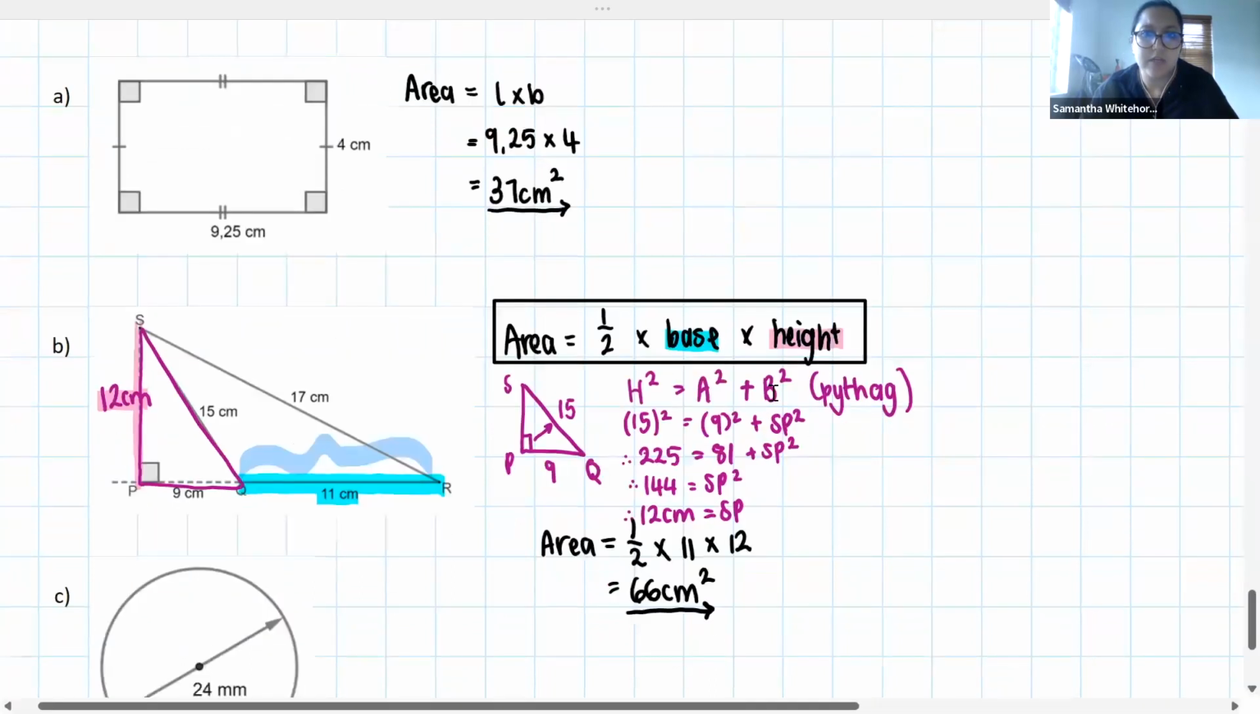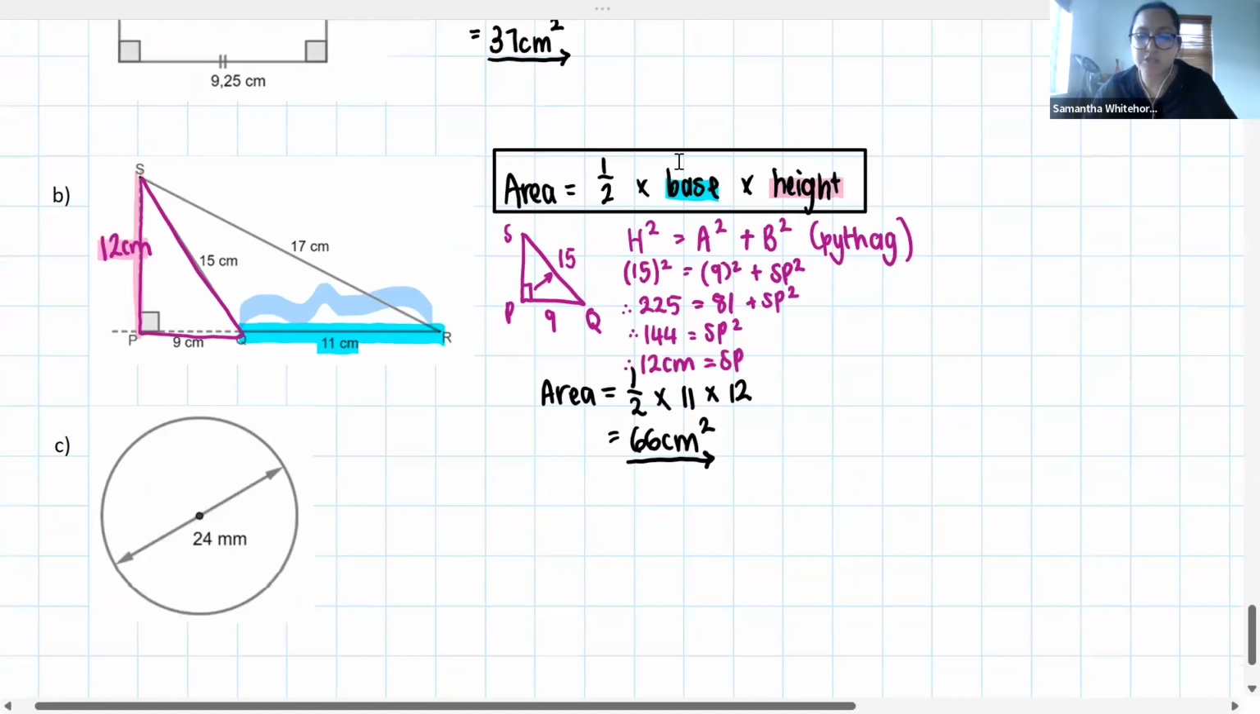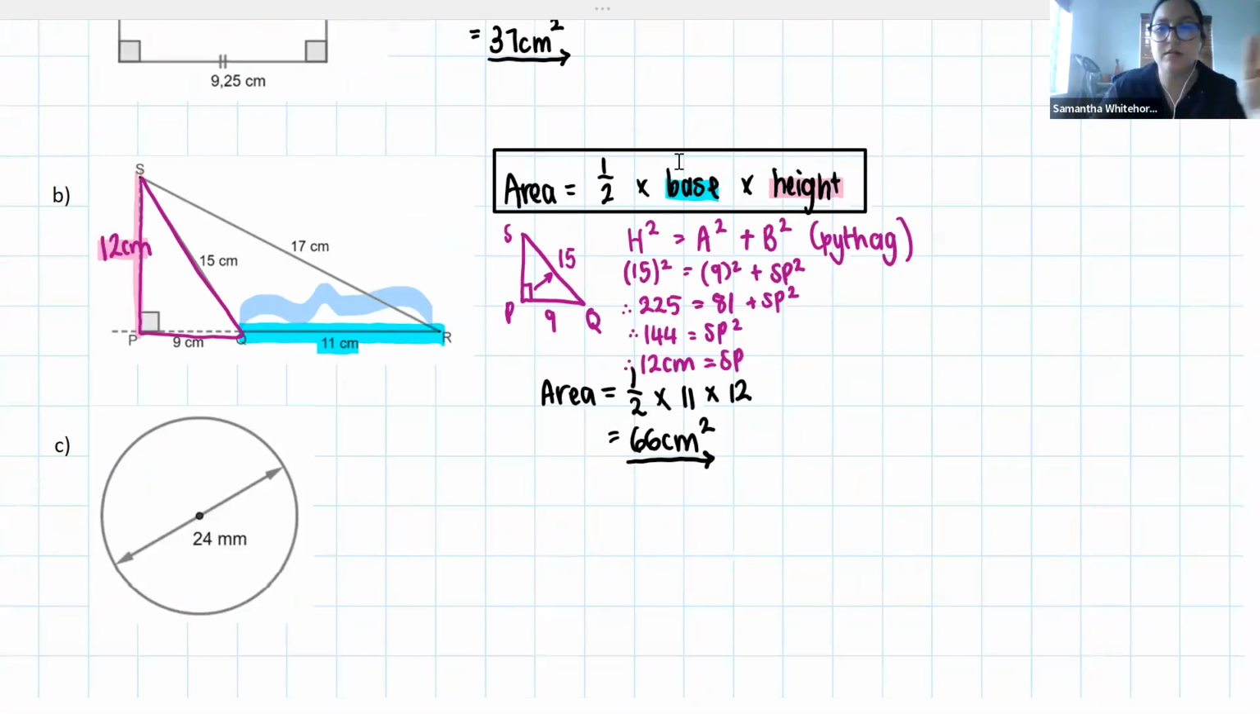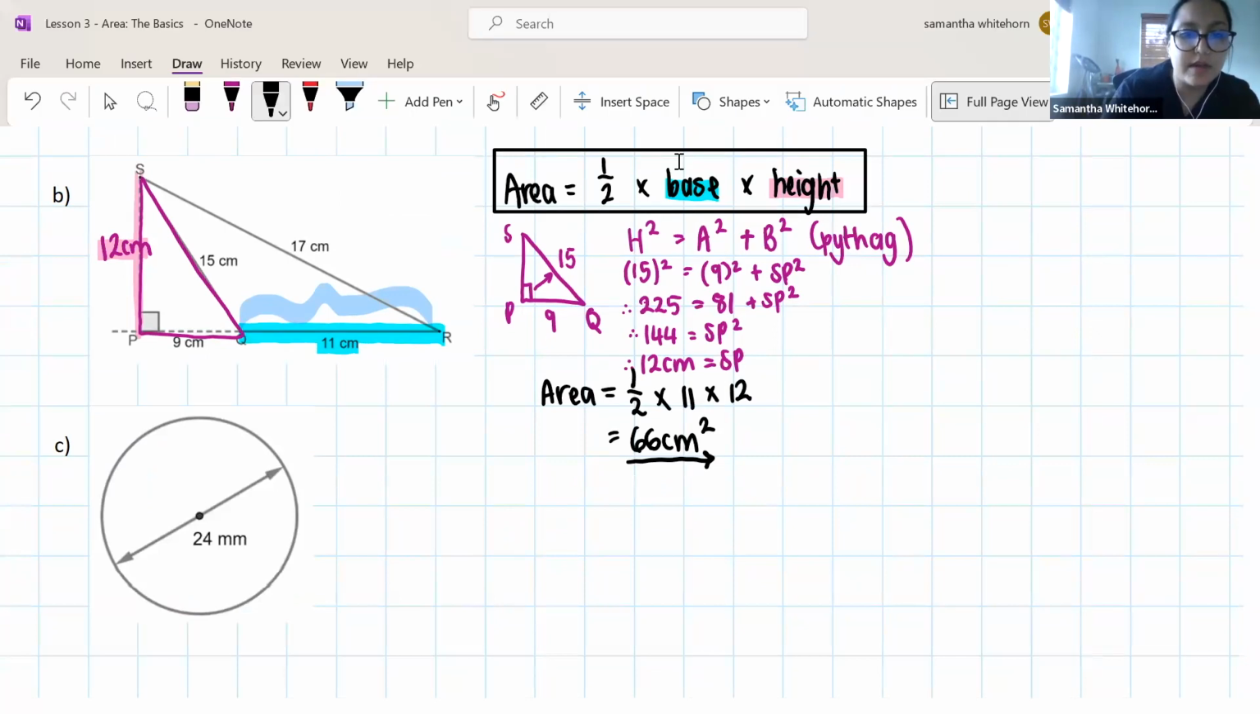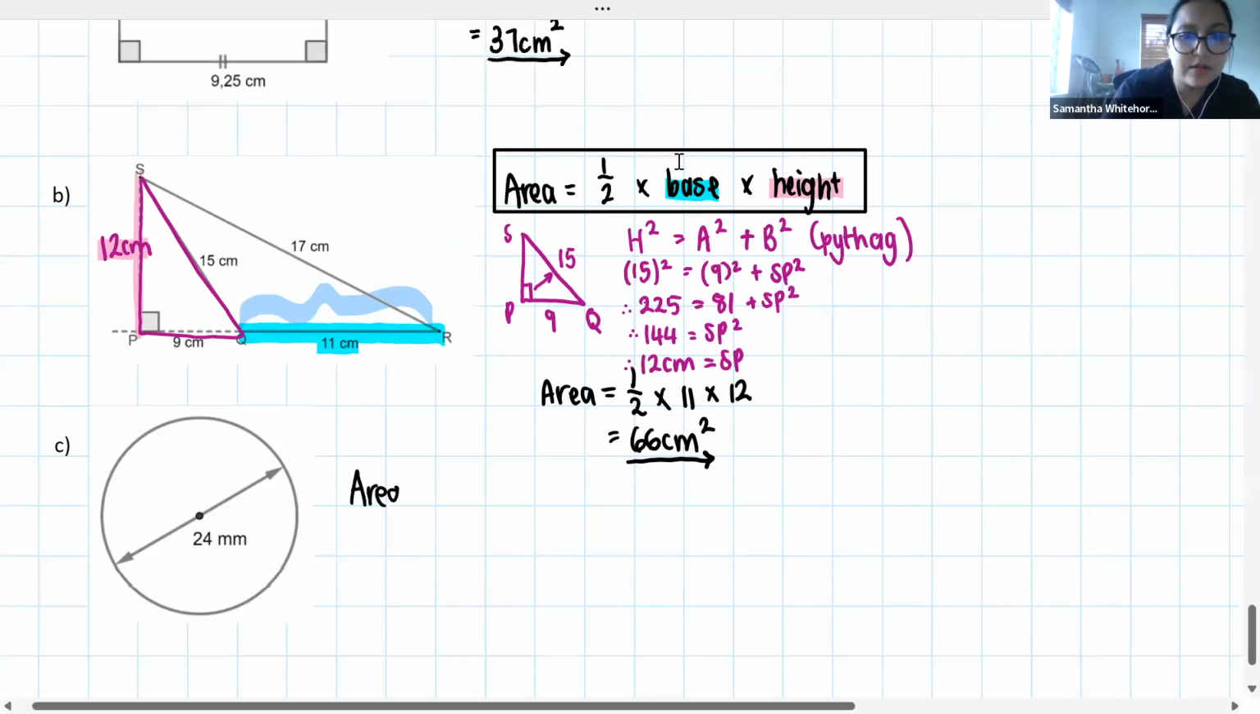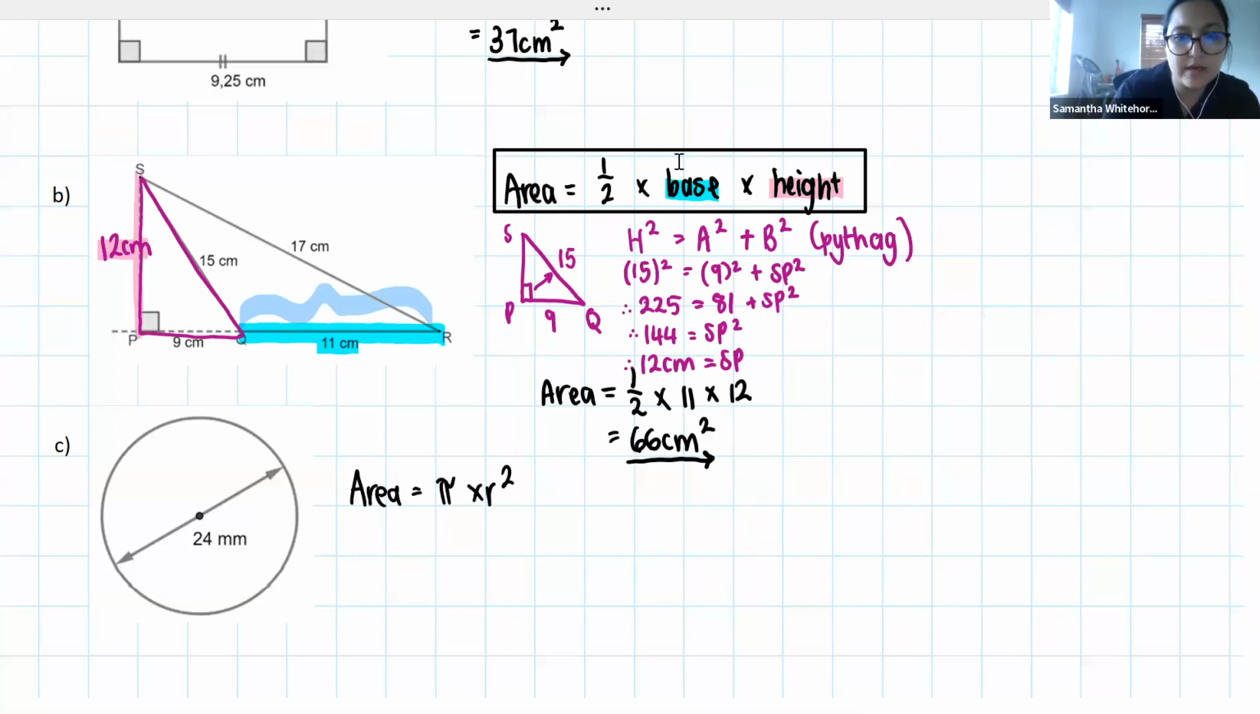Alrighty. So let's try the last one, question C. So what I want you guys to remember is what is our area for a circle. Lindo, I do see your hand. I'll get you now in a second. So remember, the area of a circle is pi times r squared. Let's give this one a try.